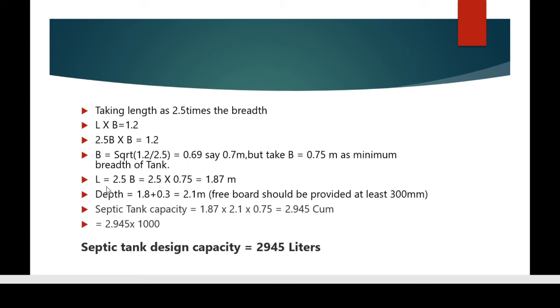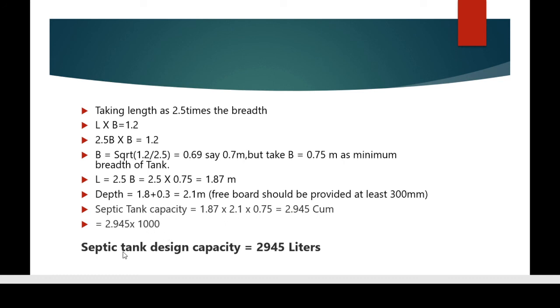The depth that we consider as 1.8 meter plus 0.3. The 0.3 will be the free board, at least 300 mm. So it will get 2.1 meter. So the septic tank capacity equal to 1.87 length, 2.87 depth, and breadth 0.75, which gives 2.945 cubic meter. In liter, because 1 cubic meter equals 1000 liter, the septic tank design capacity is equal to 2945 liter.